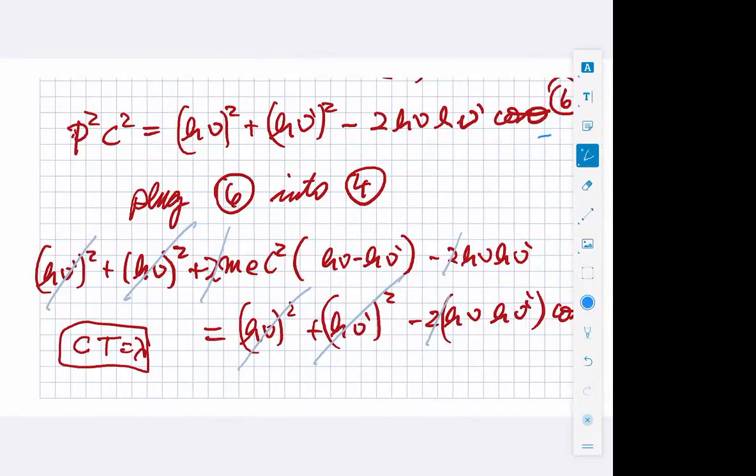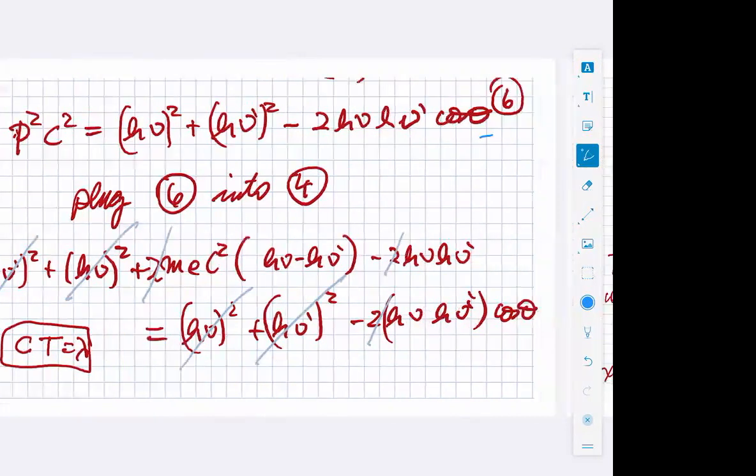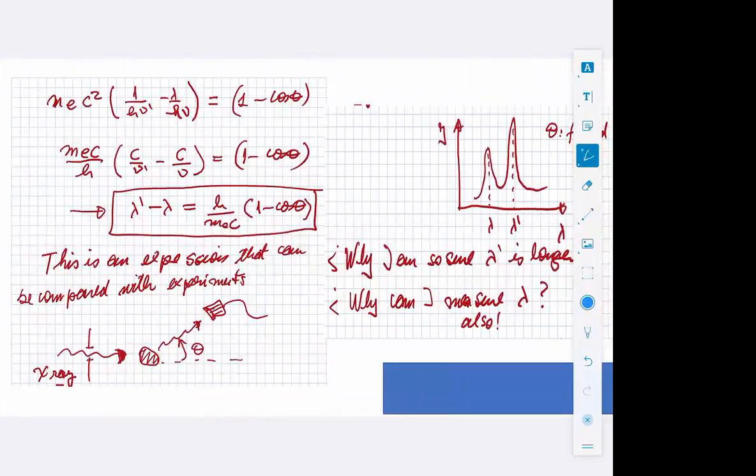I plug 6 into 4, and I drop many terms. You can do the algebra later, but this is what you get at the end. You get h nu prime, 1 over h nu prime minus 1 over h nu is equal to 1 minus cosine theta. It's a beautiful expression.